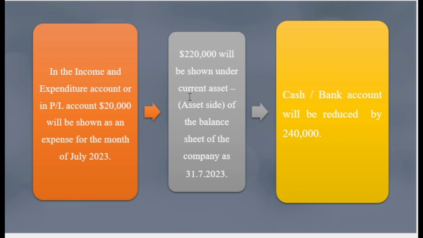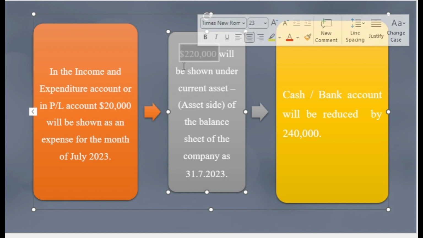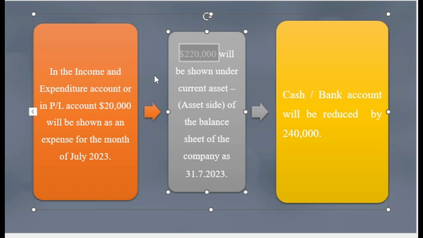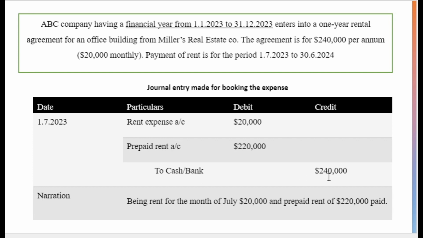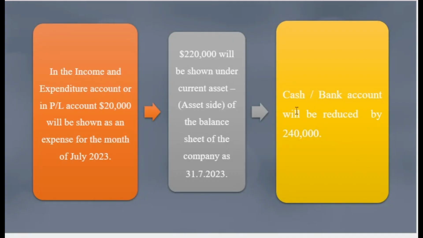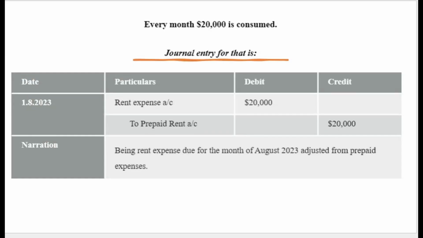In the coming months, like August, September, October, we have to make an adjustment entry which will reduce $20,000 each month from this $220,000 until December 31. So every month $20,000 will be added to the expense account as the month comes by. And when you pass this entry, we make a cash payment of $240,000 for rent. So cash will be reduced by $240,000 because the entire $240,000 will be credited from the cash.